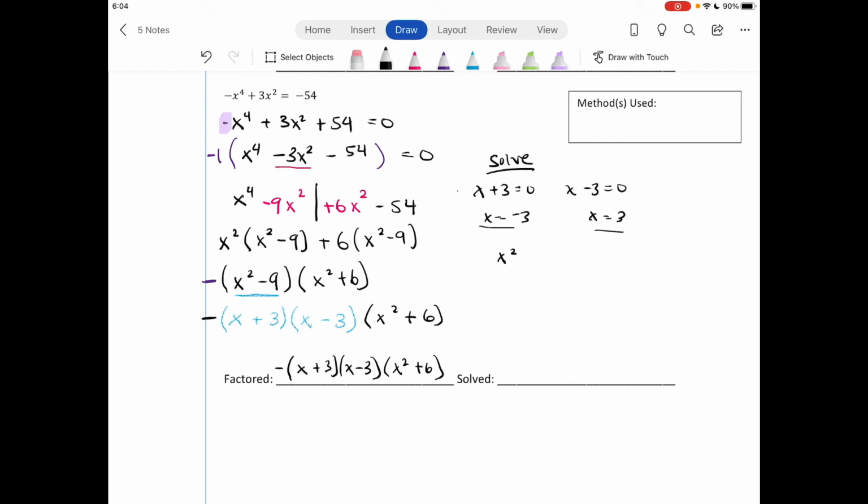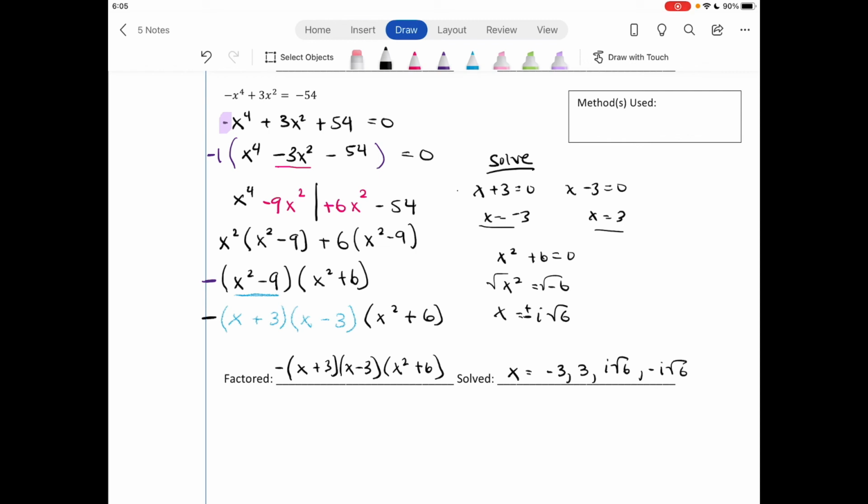But we also have x squared plus 6 equals 0, so x squared equals negative 6. Take the square root of both sides, and x will be equal to i square roots of 6. And we have to remember that plus or minus since we get two solutions with square roots. So now x will be equal to negative 3, positive 3, i square roots of 6, and negative i square roots of 6. 4 solutions, 2 are real, 2 are imaginary.